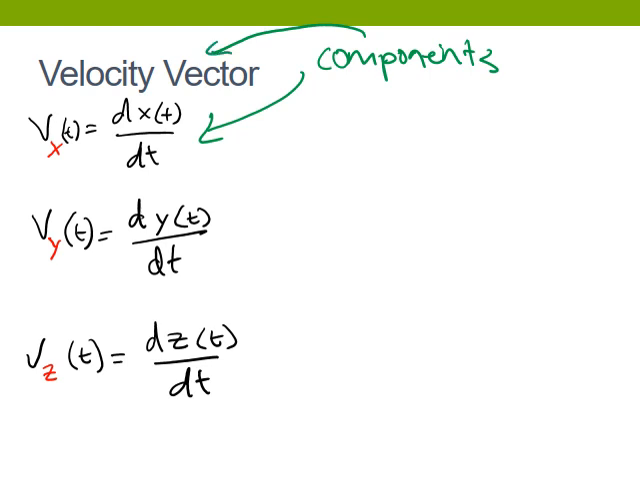And to get my velocity vector, all I need to do is add these up. So my full velocity vector, well, that's just my x component. But of course it's a vector, so I'm going to write i hat, plus my y component, j hat, plus my z component, k hat.